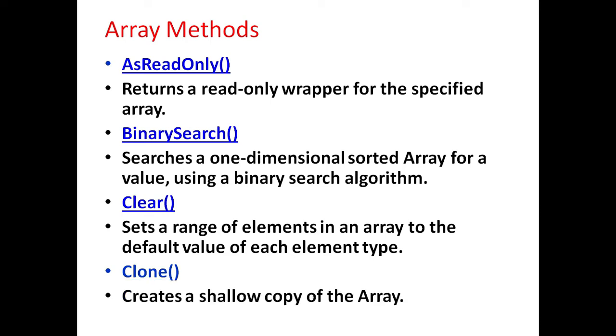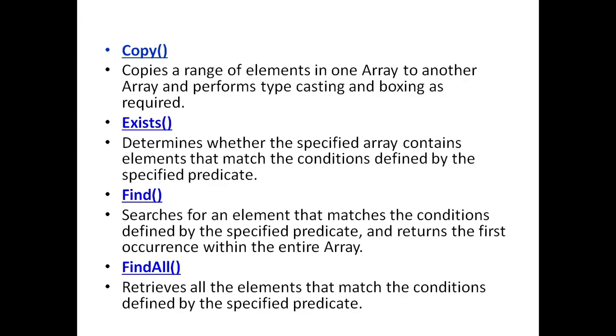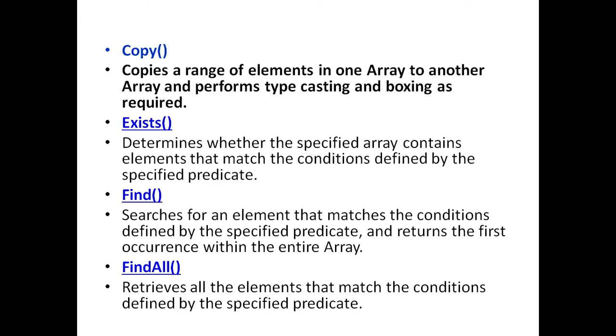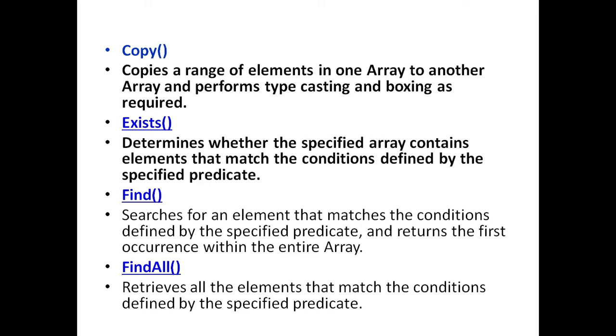Clone method creates a shallow copy of an array. Copy method copies a range of elements in one array to another array and performs typecasting and boxing as required. Exists method determines whether the specified array contains elements that match the conditions defined by the specified predicate.